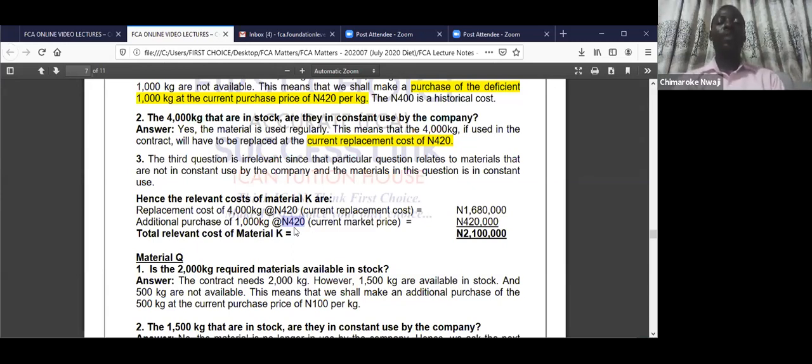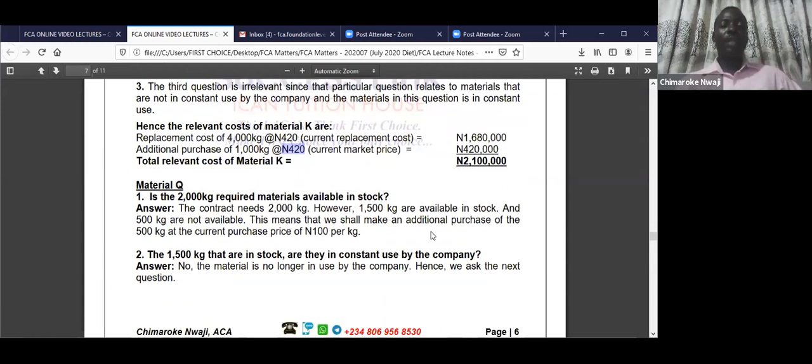So when you multiply it, you get these figures here: 1,680,000 and 420,000. You add them together, you are having 2,100,000. That's for material K. I believe it's clear. Let's go to material Q and let's see how different it is.